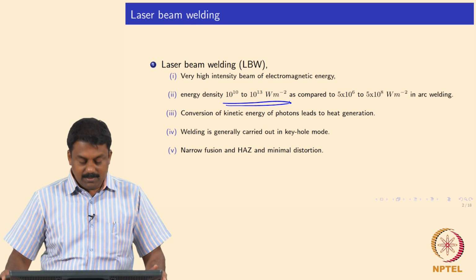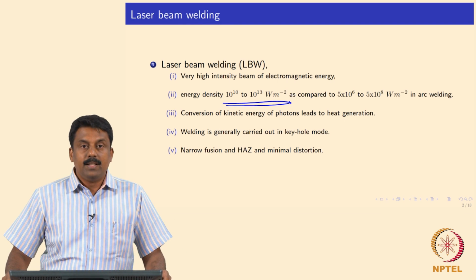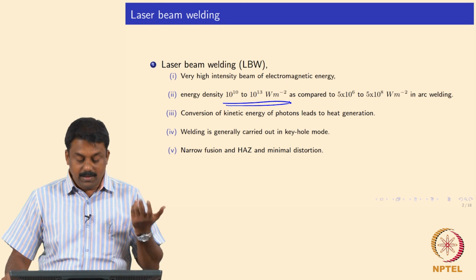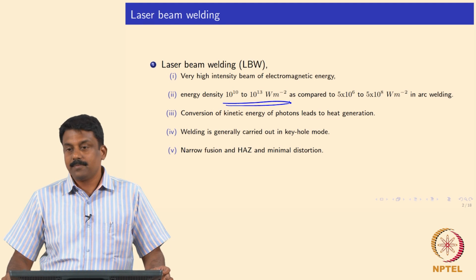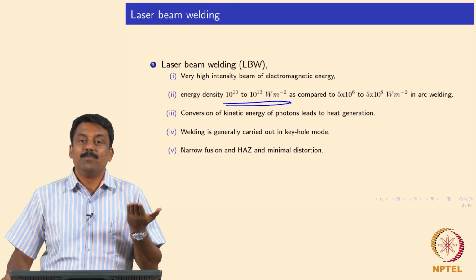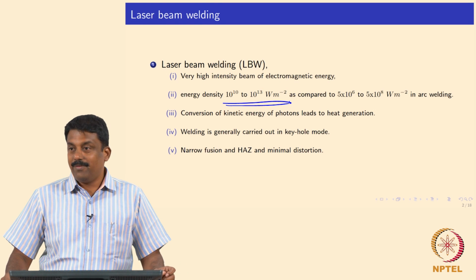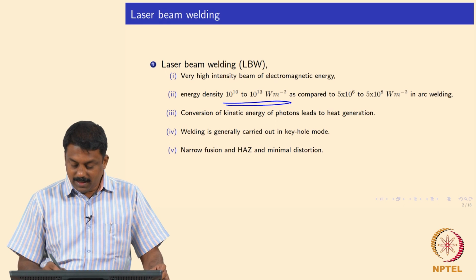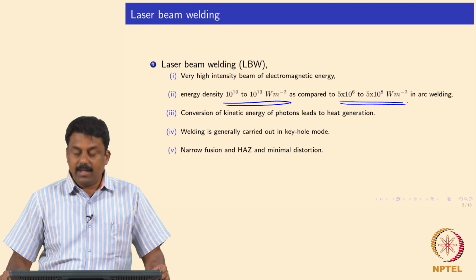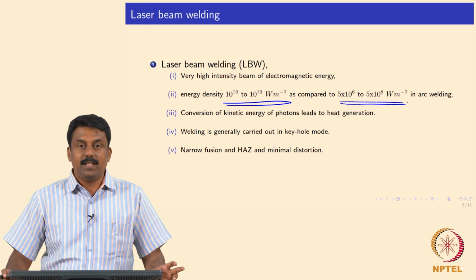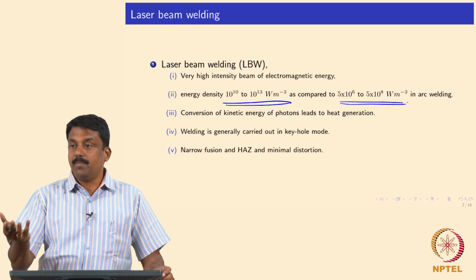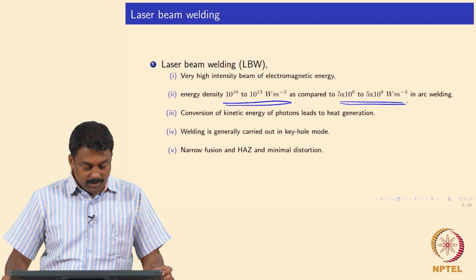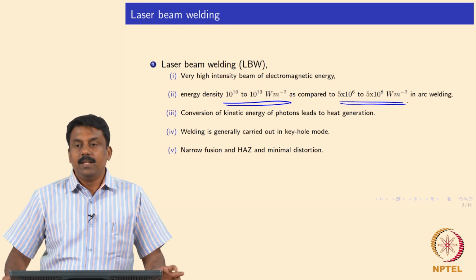For example, using a fiber optic laser, the energy density can go as high as 10 power 10 to 10 power 13 watts per square meter. So a huge amount of energy can be focused on a very tiny area, whereas in the arc welding case it is almost half of that. That's why the laser can be used. In fact, the electron beam also can be made into such a high energy density process.